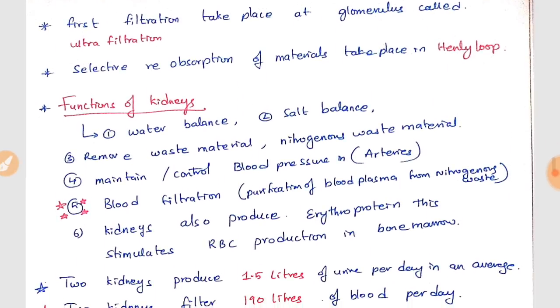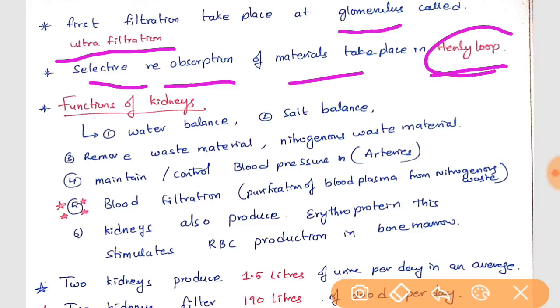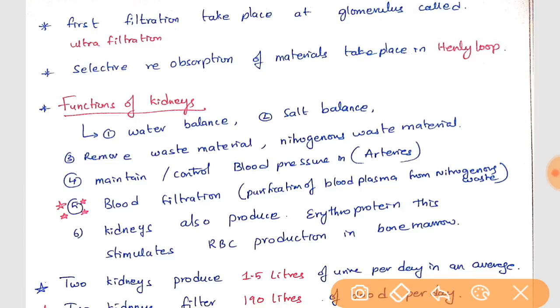and what are the functions of these parts? If we see, the first filtration takes place at the glomerulus, friends. Within the Bowman's capsule there is the glomerulus, and this glomerulus first filters, so we can say the first level of filtration happens, and this is called ultrafiltration. The Bowman's capsule also takes part in the filtration, and in Henle's loop selective reabsorption of materials takes place, friends. Selective reabsorption takes place in Henle's loop, whereas ultrafiltration takes place in the glomerulus, which is important, friends, and has potential to come in your exam.